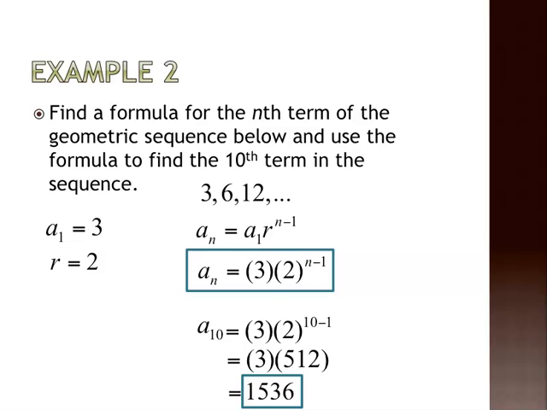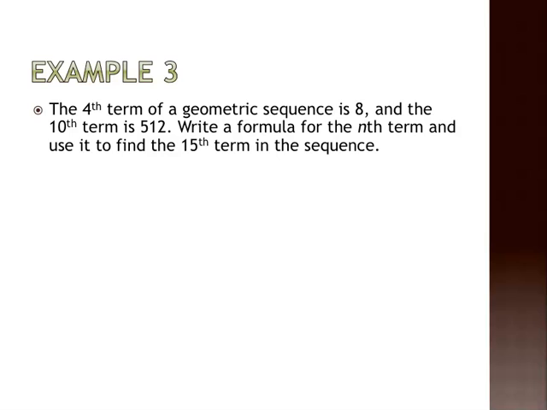All right, the next example is slightly different. Let's take a look. It says the 4th term of a geometric sequence is 8, and the 10th term is 512. Write a formula for the nth term and use it to find the 15th term in the sequence.